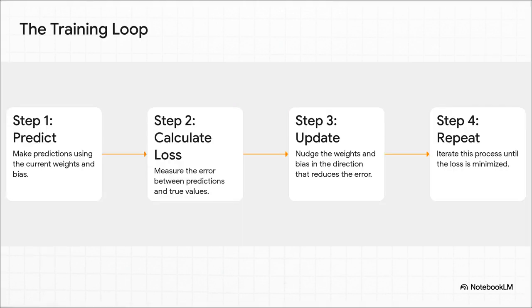And this whole thing runs in a cycle we call the training loop. It's super straightforward. Step 1, the model makes a guess with its current line. Step 2, it uses the loss function to see how wrong it was. Step 3, it figures out exactly how to nudge the weights and biases to make that error a little bit smaller. And Step 4, it does it all over again, and again, and again, thousands, sometimes millions of times, getting a tiny bit smarter with every single loop.